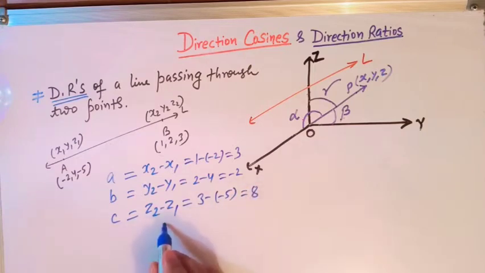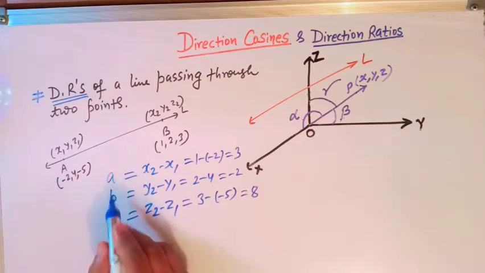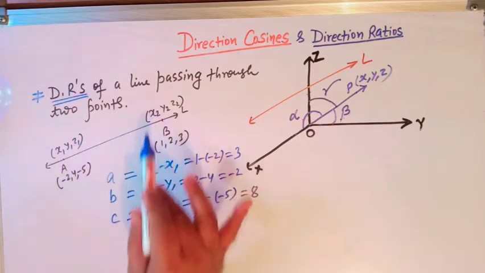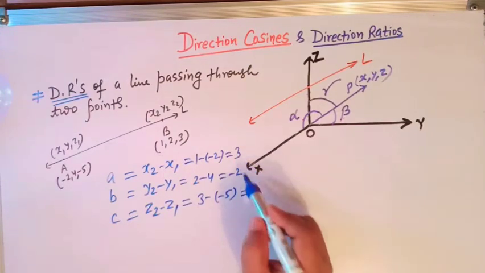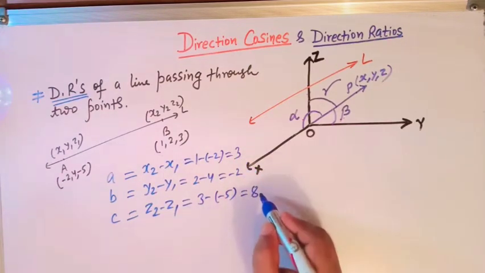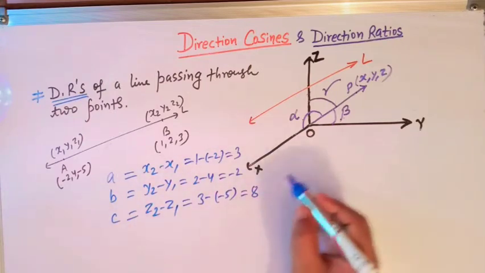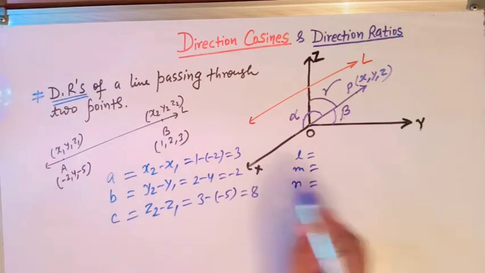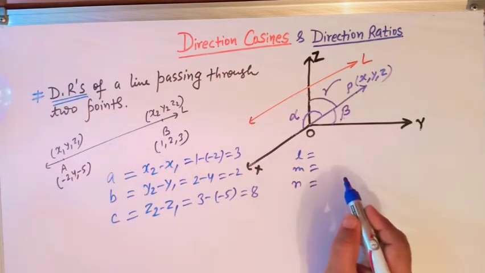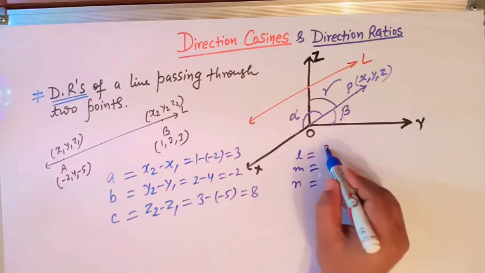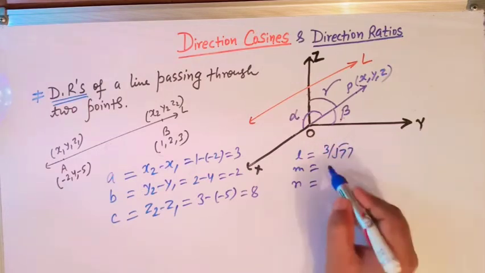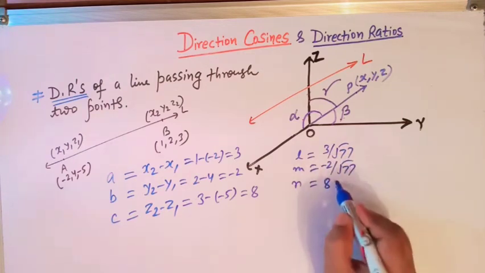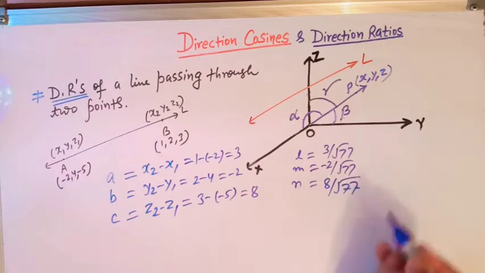So the direction ratios of this line passing through these 2 points are 3, minus 2 and 8, right? While the direction cosines of this line, as we have just calculated in our previous example, are 3 divided by square root of 77, minus 2 divided by square root of 77 and 8 divided by square root of 77.